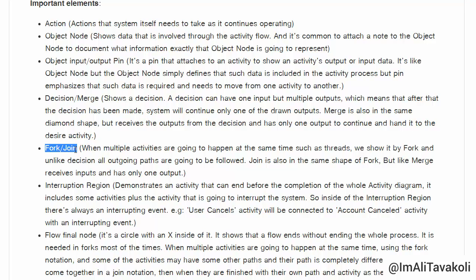And unlike decision, all outgoing paths are going to be followed. As we have explained, in decision only one path is going to be followed, but for fork, all the outgoing paths must be followed. Join is also the same shape as fork, but like merge, it receives inputs and has only one output. All right?